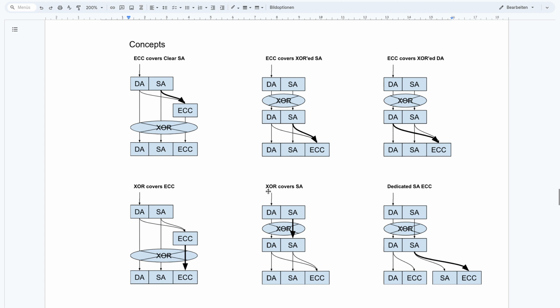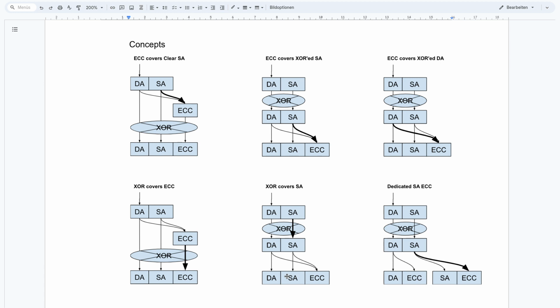Next topic: does the XOR cover the service area? There are cases where the service area has been in clear, especially with older pen drives. There the service area has been written in clear to the NAND flash. But this concept says that the XOR covers the service area and it is then written to NAND flash in an XOR encoded way.